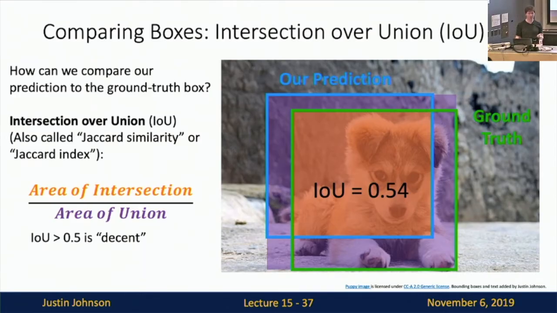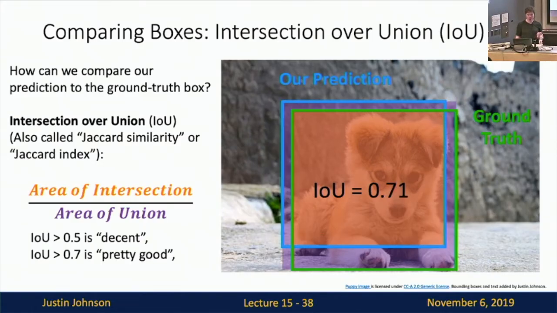To give you a sense of how people usually read these IOU numbers, an IOU greater than 0.5 is usually considered an okay, decent match between two bounding boxes. So for this green box and this blue box, which have an IOU of 0.54, it's not perfect, but it got the general gist of where the object was supposed to be. That's what an IOU of 0.5 usually looks like. An IOU of 0.7 is usually pretty good. Maybe we made some slight errors and cut off a little bit of the bounding box, but overall we did a pretty good job at localizing the object.